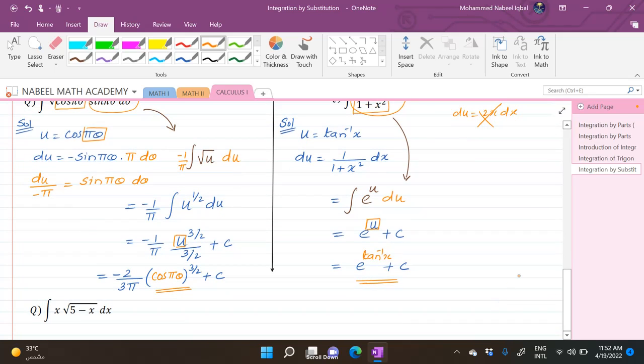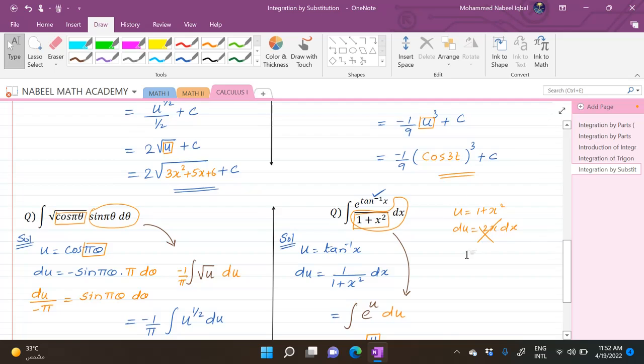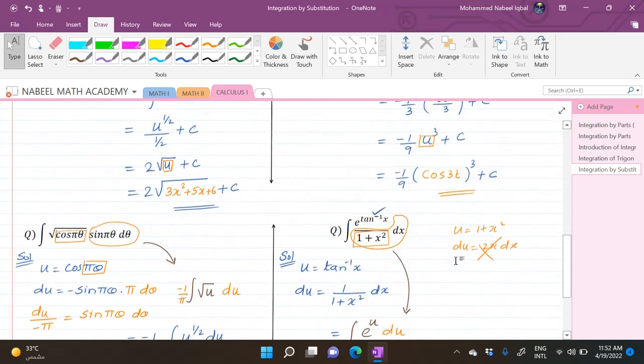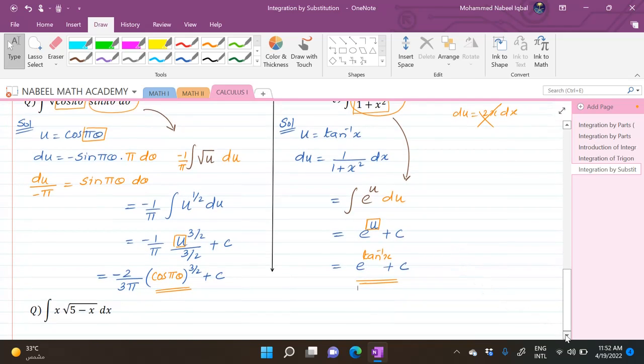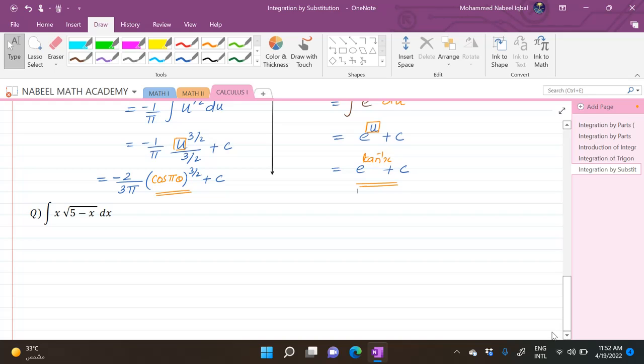So far we have covered all the different types of problems. Now there is a last problem which is a somewhat special problem. Why do we call this one a special problem? As usual we will take u equal to what? Inside the root, I will take u equal to 5 minus x. What is du? It is equal to minus dx, which is there inside the integral. So I need only the dx. I don't want the minus. Therefore, I will write minus du equal to dx.